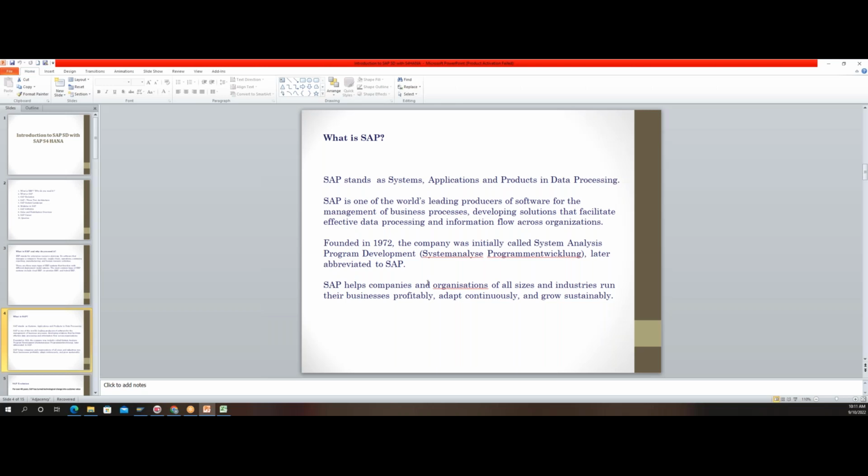All right. So when was it founded? It was founded in 1972. The company was initially called System Analysis Program Development. And then later they changed it. Now what does SAP help in? SAP helps companies and organizations of all sizes and industries run their business profitably, adapt to continuous growth and sustainability.